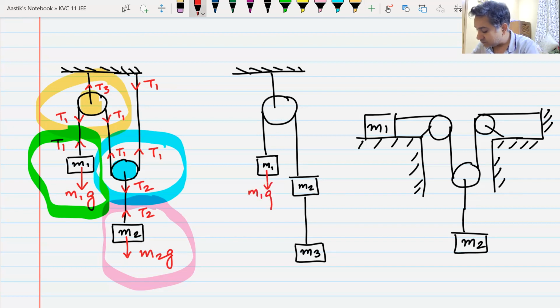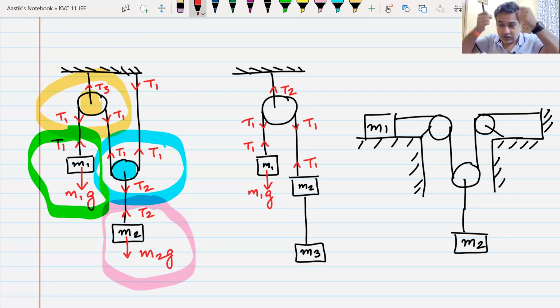This is M1G. I'll call this tension T1. This will be tension T1. This will be tension T1. This would be tension T2 because the string is different. This one will be tension T1. Remember to draw the correct direction of T1. T1 always pulls. Whether it is pulley, it is pulling. Whether it is mass, it is pulling. It always pulls. Now, when I draw the free body diagram of M2, there is M2G, which is the weight of this block. Do we understand this?